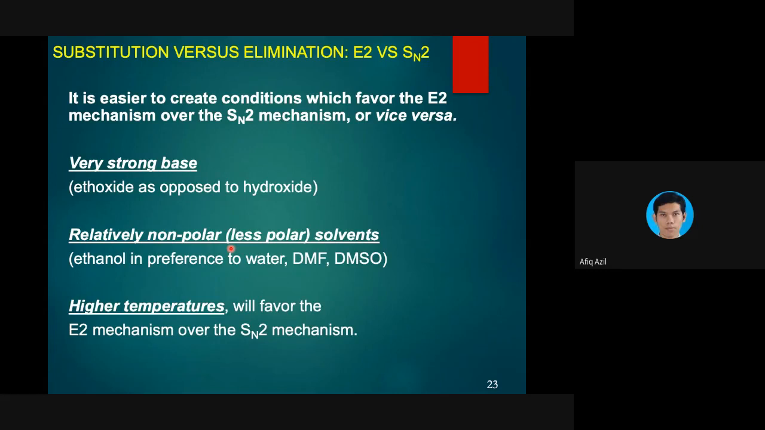For example, ethoxide instead of hydroxide. If you use the ethoxide ion, which is CH3CH2O-, that will definitely make the reaction proceed via E2. And if you are using a relatively non-polar solvent like ethanol, instead of water or DMF or DMSO, then it may proceed via E2. Another condition is high temperature, because earlier in the slides I mentioned that elimination reaction favors harsher conditions, in which you need to add base and you need high temperature. So high temperature will favor the E2 mechanism over substitution, which is SN2.